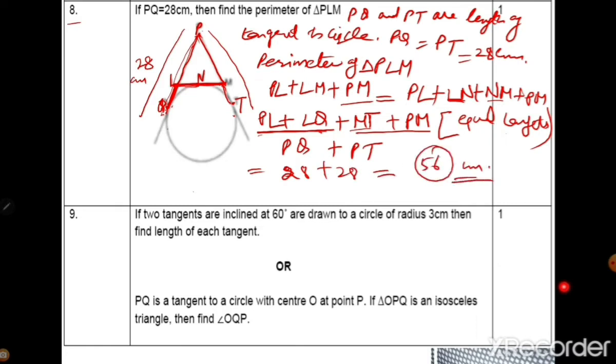Okay, so these units are very important. Don't forget to write the unit. If you do not write the unit, you will lose half a mark. So always write units after that. Now come to the 9th question.